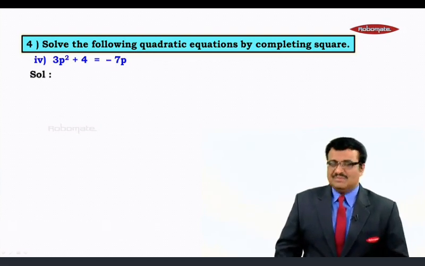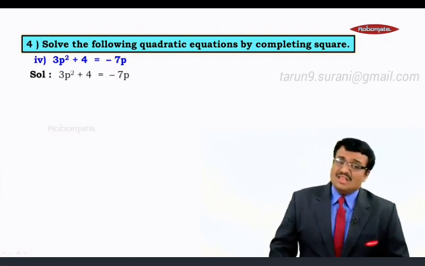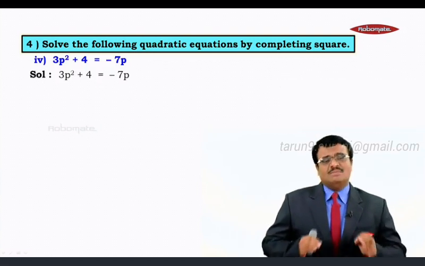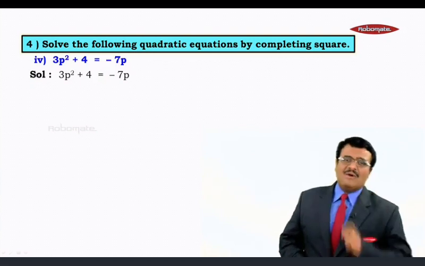Now, solution. We write the equation again: 3p square plus 4 is equal to minus 7p. Now, you know, in any sum on the method of completing the squares, we have to apply those 6 steps. So, let us apply them one by one.